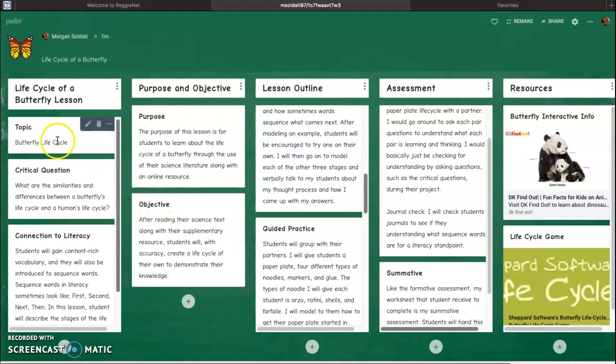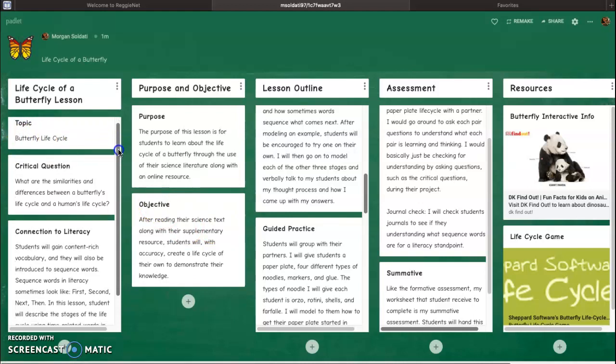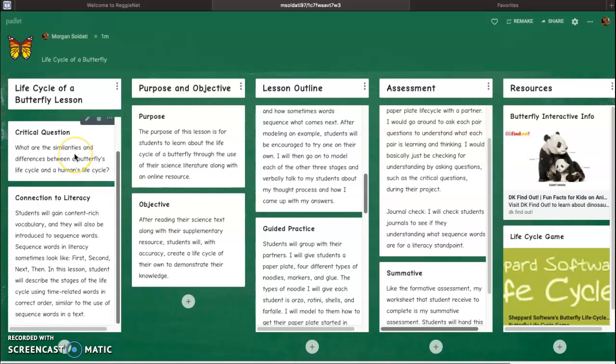So diving into my lesson, my topic is butterfly life cycle. And I wanted to start off my lesson with something that really gets the students thinking, but kind of gets them thinking about themselves as well so they can connect to the lesson. So my critical question, you'll see throughout the lesson outline and kind of throughout as I talk about it, is: what are the similarities and differences between a butterfly's life cycle and a human's life cycle? So like I said before, I really want my students to start thinking about themselves and relate it to the butterfly's life cycle. So you'll see what we do with that in a little bit.